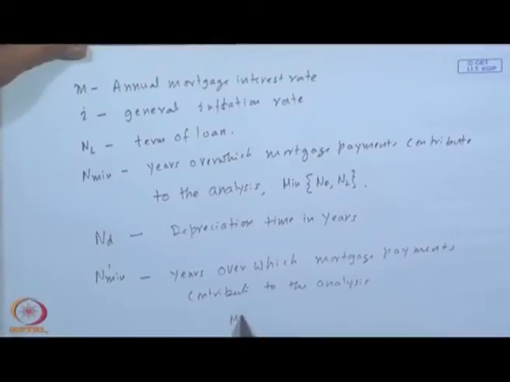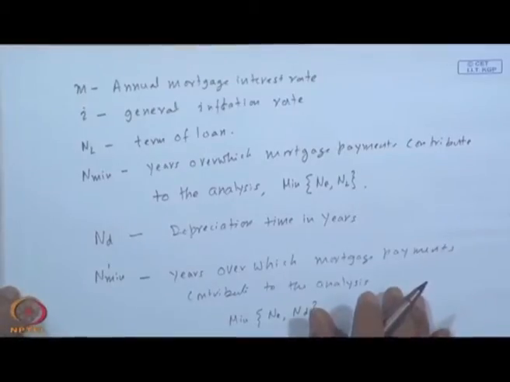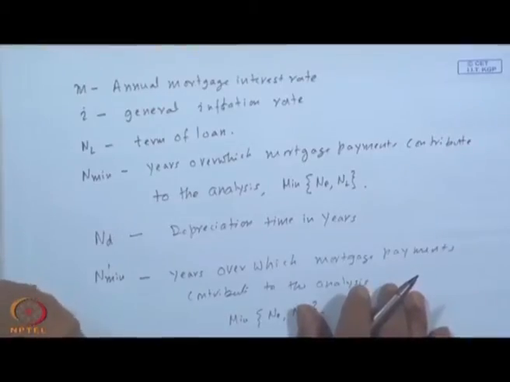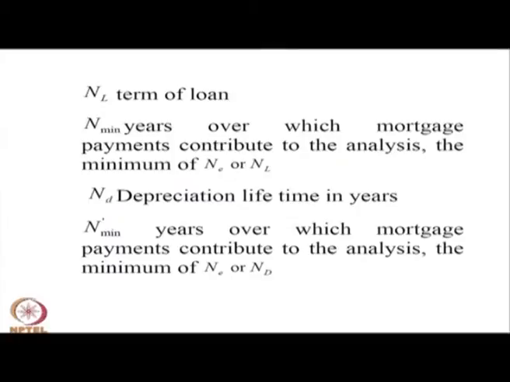This is minimum of NE or ND. Okay? So, n minimum and n minimum dash are not the same. In one expression we use the minimum of NE or NL, and in the other expression minimum of NE or ND. Okay? Either depreciation or the economic term, depreciation or the term of loan. They all in principle can be different. So, if NE turns out to be the minimum, n minimum will be equal to n minimum dashed.